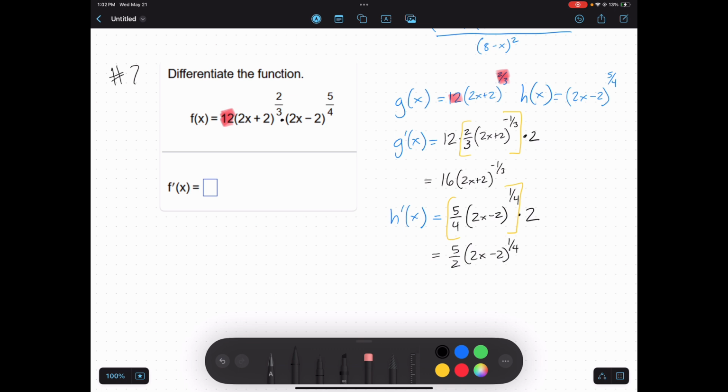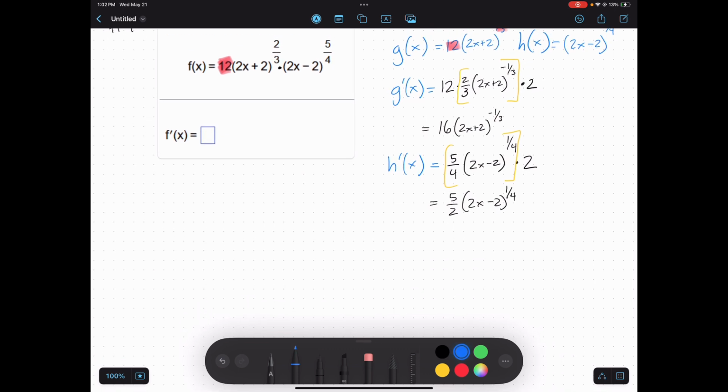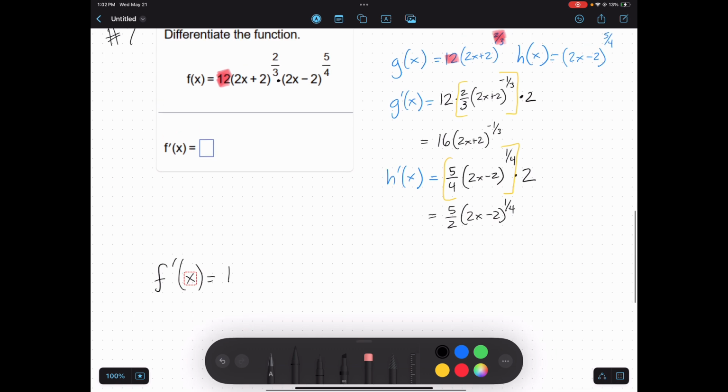Now what do I do? Well, now I put it all together using the product rule. So now I can say, okay, f prime of x is equal to, and I'm going to use the product rule. I'll start by doing g of x, so 12 times 2x plus 2 to the 2/3. What do I multiply g of x by? By the derivative of h. So multiplied by 5/2 times 2x minus 2 raised to the 1/4.